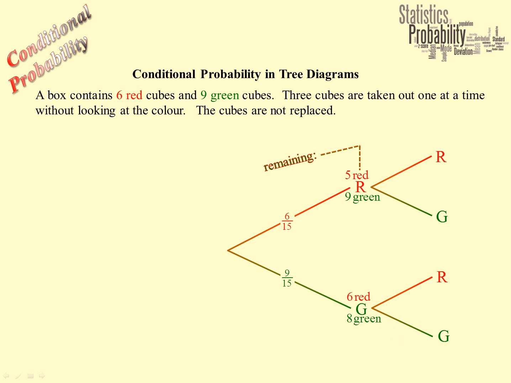Now we can work out the probabilities. Because to get a red, we have 5 options out of 14, a green, and 9 options out of the 14. Red here, 6 out of the 14, and green, 8 out of the 14.